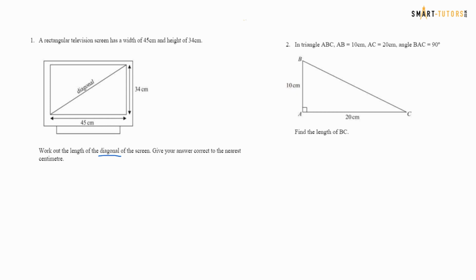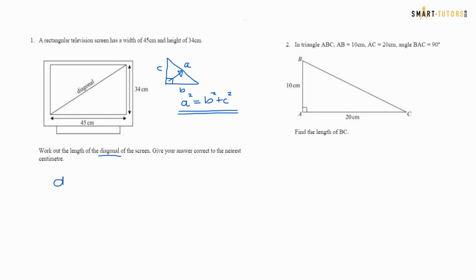The Pythagoras theorem: if you see a right angle triangle, with the 90 degrees here, the opposite side is the hypotenuse, which I'm going to mark as a. The other two sides are b and c. The Pythagoras theorem says a squared equals b squared plus c squared. That is the only equation you need to remember for this entire tutorial. So apply the Pythagoras theorem to this TV question.